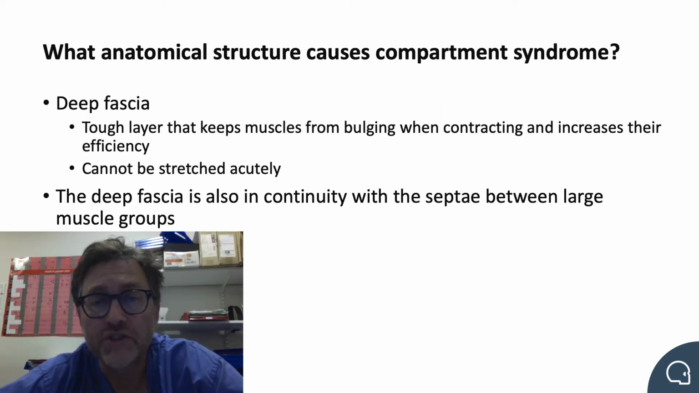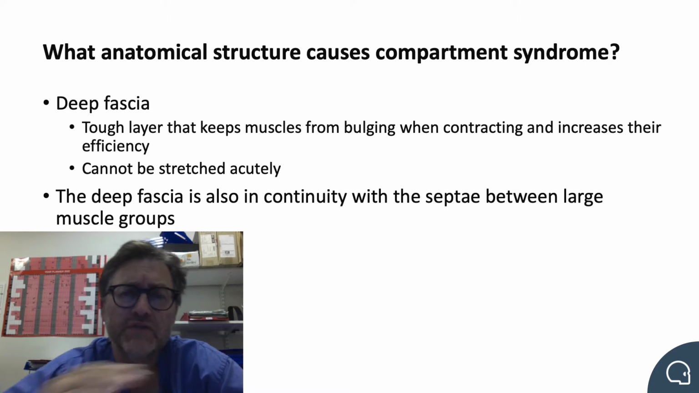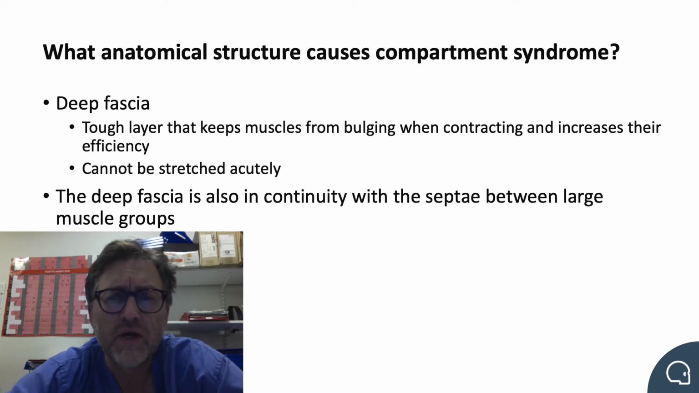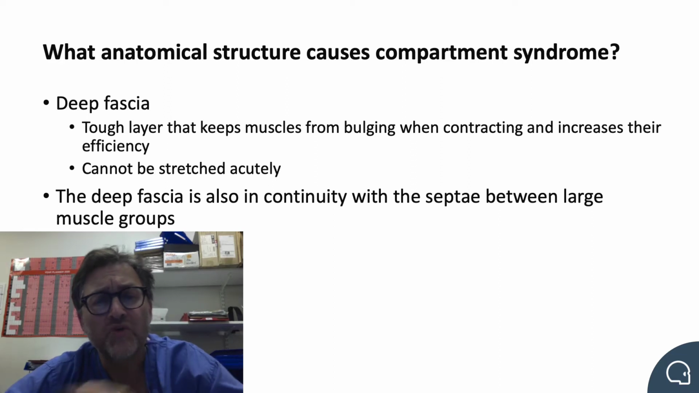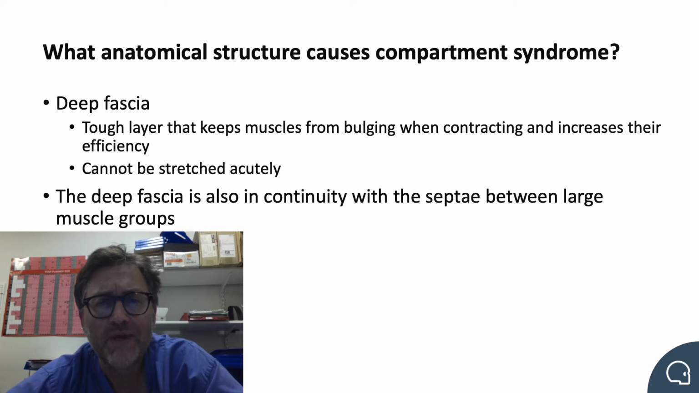Well, the anatomical structure is the deep fascia. Remember the very first day in the dissecting room where we'd taken off the skin and the fat of those limbs, and then there's that tough layer overlying the muscles. That's the deep fascia. The function of that is to keep the muscles from bulging out when we're contracting, and that increases their efficiency. And that tough fascia can't be stretched acutely. So the deep fascia is what causes compartment syndrome because it can't expand.